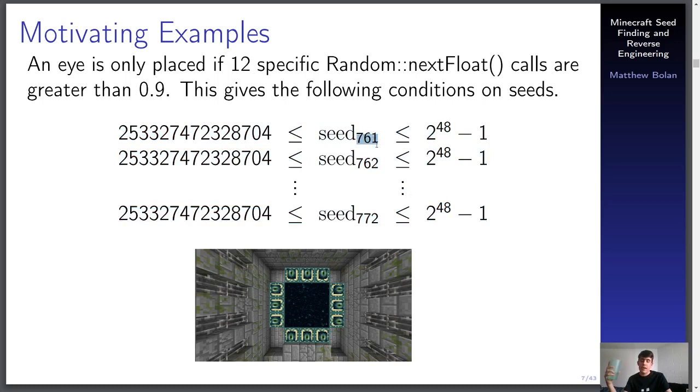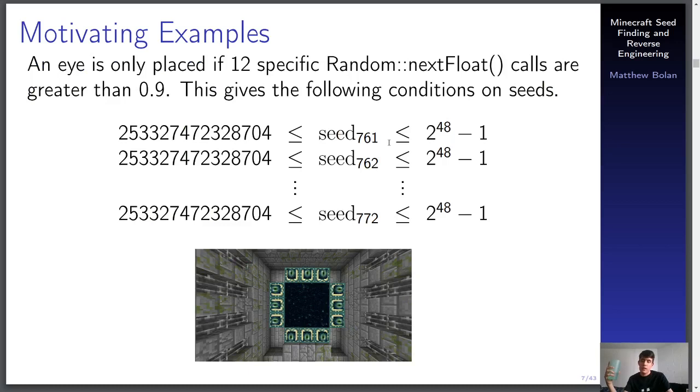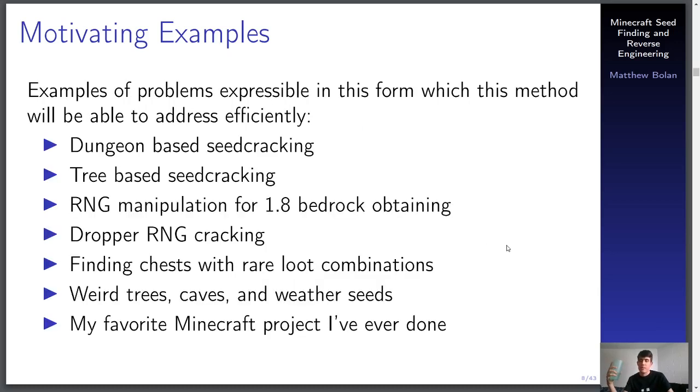And here, this is a case where the alpha sub 0 index from 2 slides ago, it's not 0 in actuality. It's at 761 because, again, we have 761 stone brick calls or whatever going on. But we're going to re-index so that that's 0. I think that's true on the next slide.